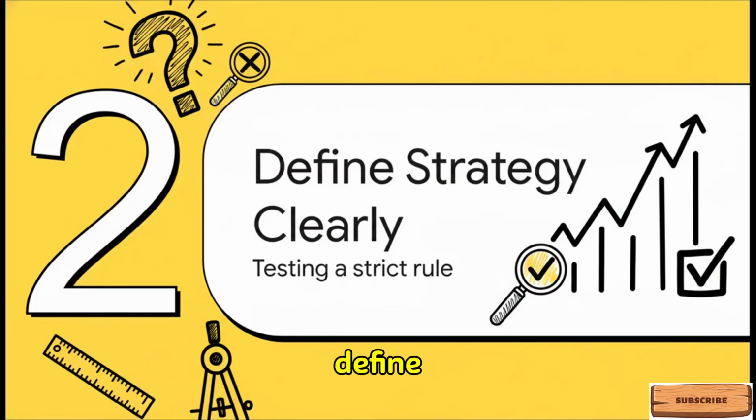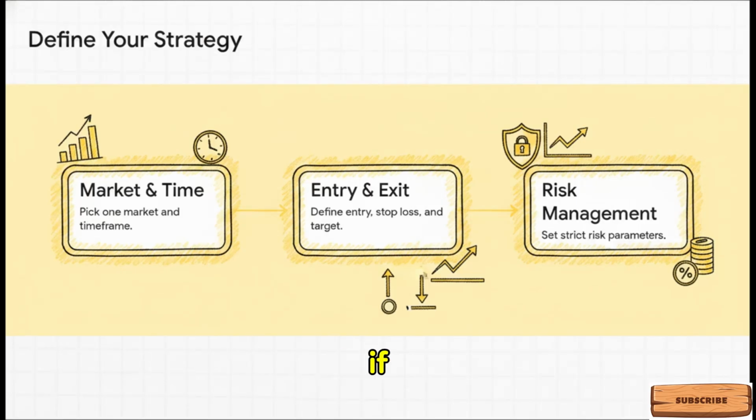Number 2, define the strategy clearly. Listen, if your rules are vague before you even open a chart, your entire backtest is completely useless. You have to write down your exact criteria. First, pick just one market and one time frame. Don't try to test a breakout strategy on the 5-minute S&P 500 and the 4-hour Bitcoin chart at the exact same time. It's too messy. Keep the variables isolated. Second, define the exact setup that confirms your entry, where your hard stop loss goes, and your precise profit target. And third, set absolutely strict risk management.